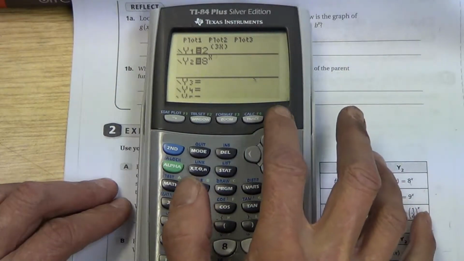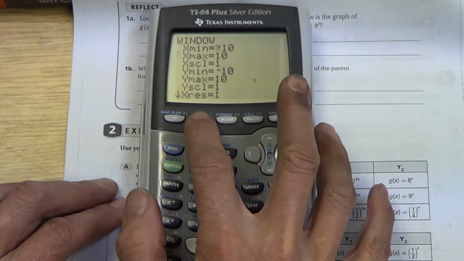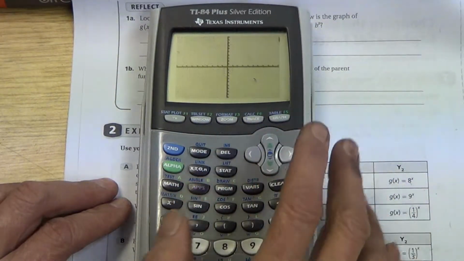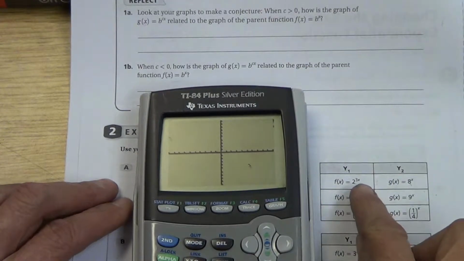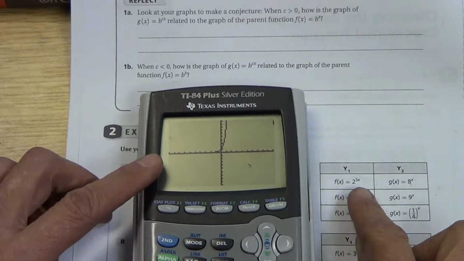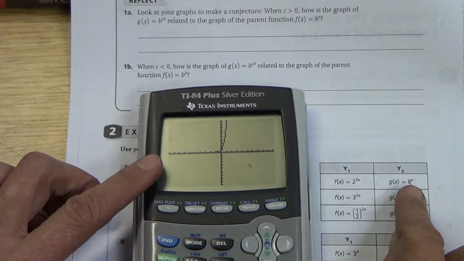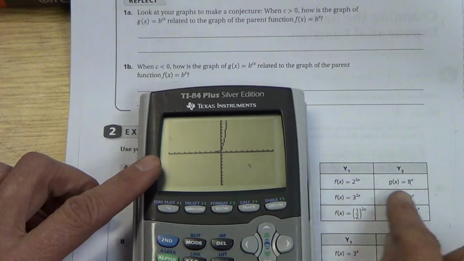And now we just need to go to the graph and see how these appear. First, let me check the window. Okay, window should be good. Let's look at the graph. Here's the first one, 2 to the 3x. And there's the second one. They graphed over the exact same line, so those are equal.